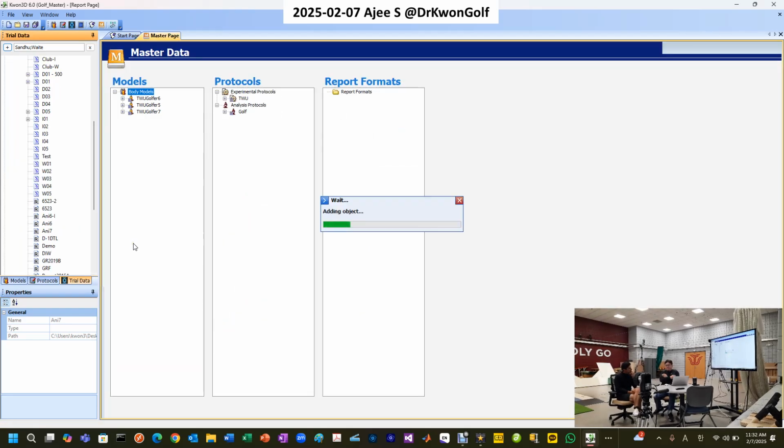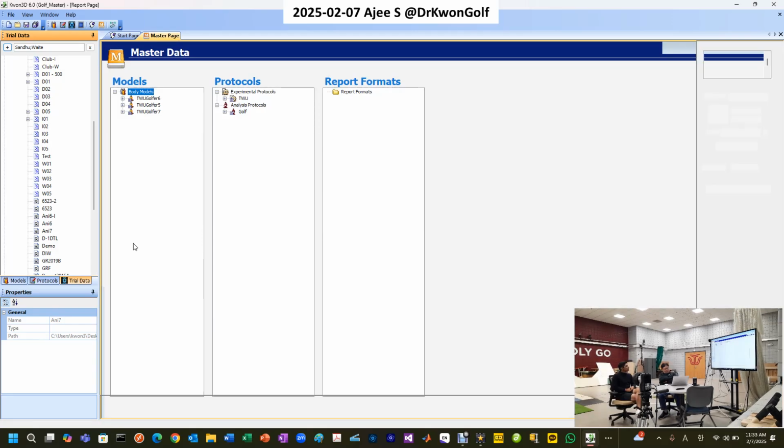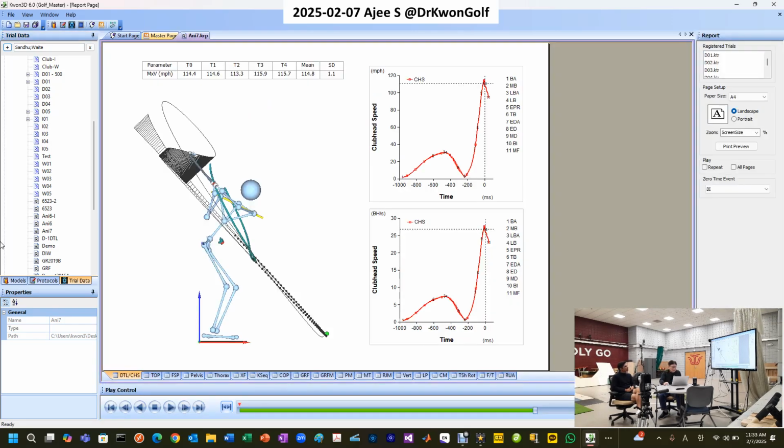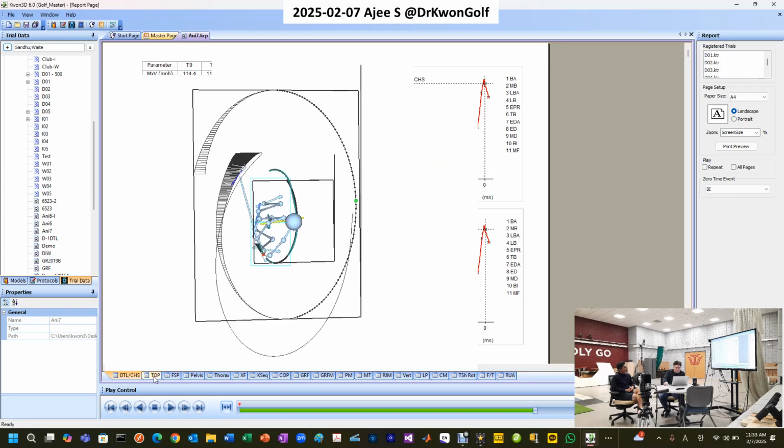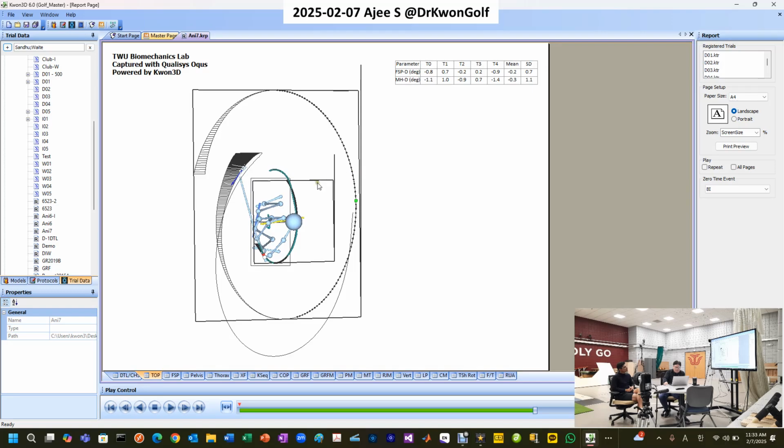This is Grant Wade, former PGA Tour player. In his case, he's generating more speed than the average. So 114, close to 115. Top view, both are fairly well aligned. If you look at the standard deviation of the slope of the swing plane, it is 0.7.